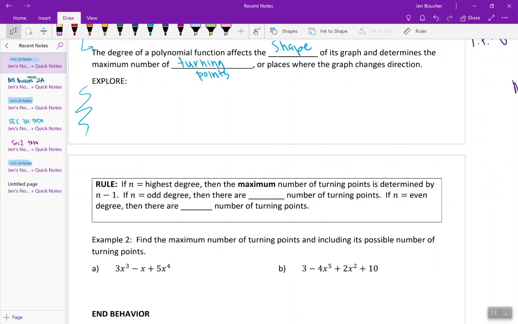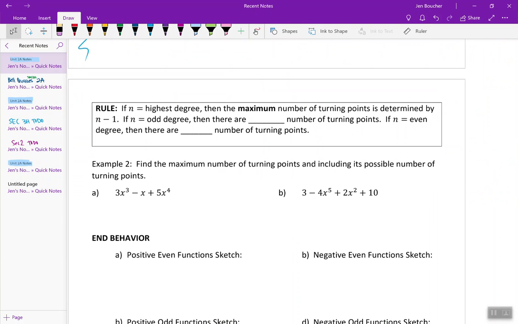So here's the rule. If n is the highest degree, then the maximum number of turning points is determined by n minus 1. Is that the same thing that we said? It's 1 less. Good. If n is odd, then there are an even number of turning points. I don't know why we care. If n is even, then there has to be an odd number of turning points. It's always 1 less.